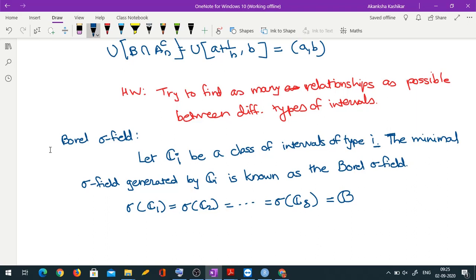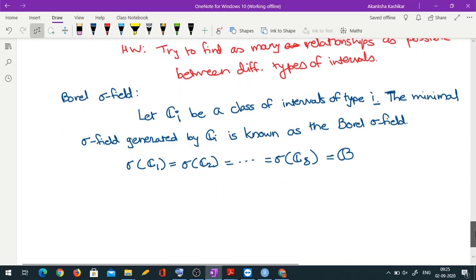How is this possible? The answer to that is in the earlier calculations. We can express every type of interval as unions and intersections and complements of other types of intervals. Hence, the minimal sigma fields generated by all of them are the same.